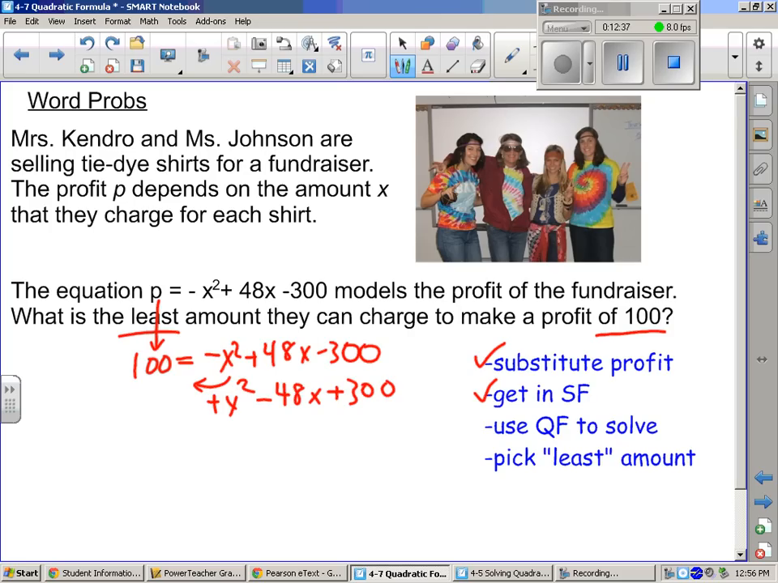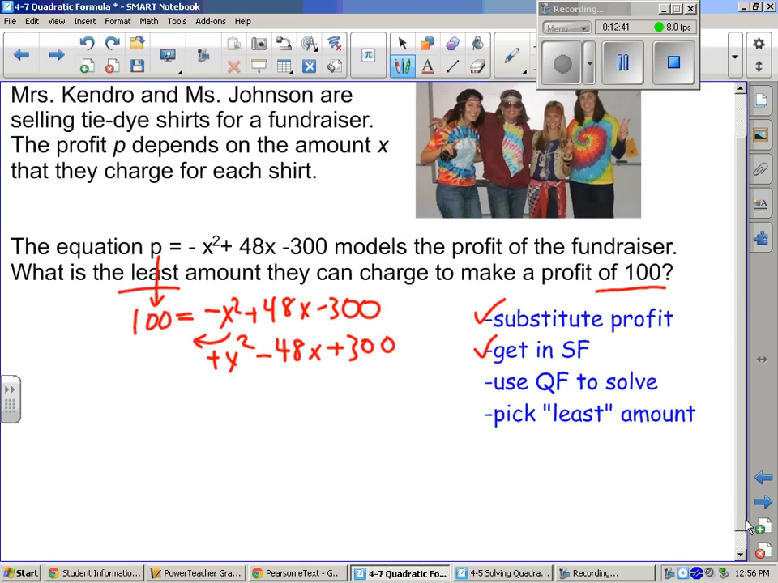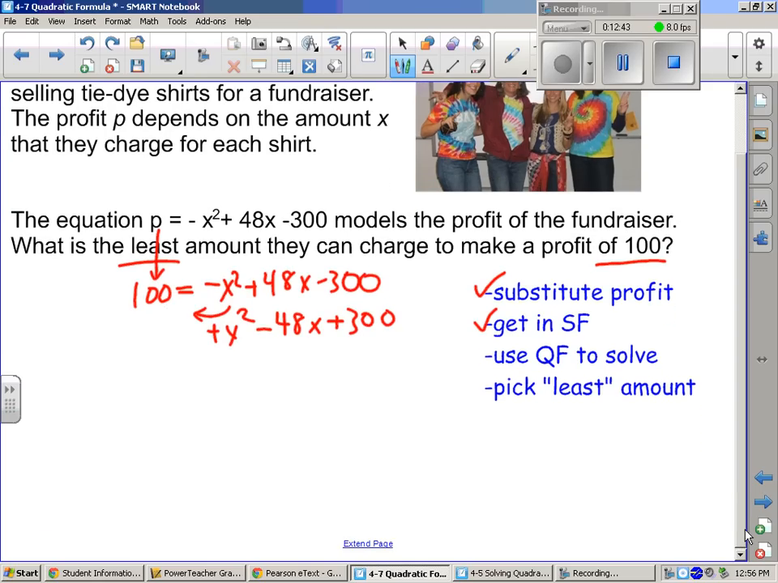Ooh, you're doing that all at once. Yeah, that's pretty fancy. So if I think about doing that all on this side, I've got x squared minus 48x, and then I have 100 plus 300. That will be 400. Yes. All right, and then it's equal to 0. The next thing is use your quadratic formula to solve.